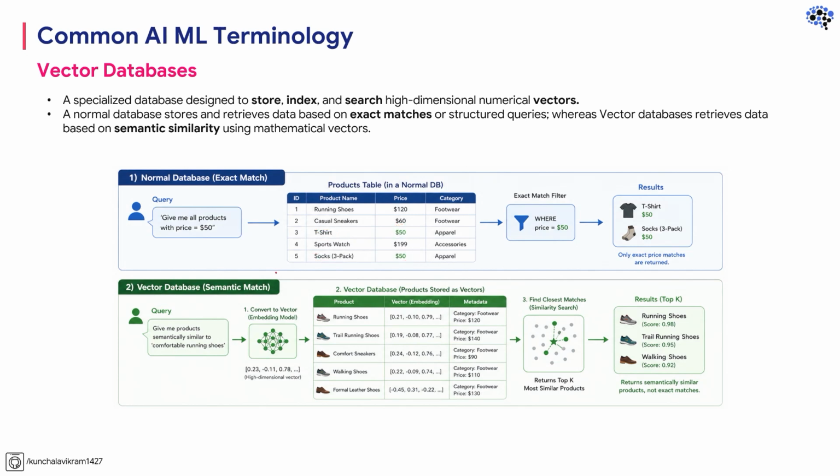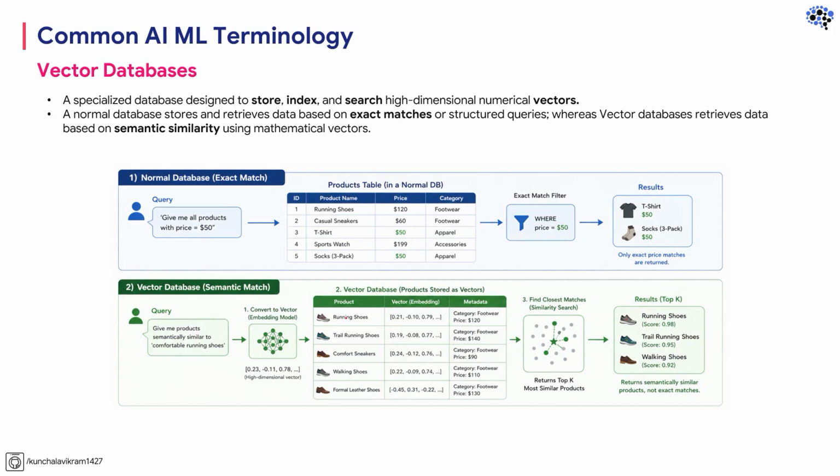But in case of vector databases, they don't work directly on the exact values. They work on semantic search, so they find the documents or the information which is very relevant to the user query. For example, give me products semantically similar to comfortable running shoes. Now what my vector database can give me is, since the vector database already has information of all the products.